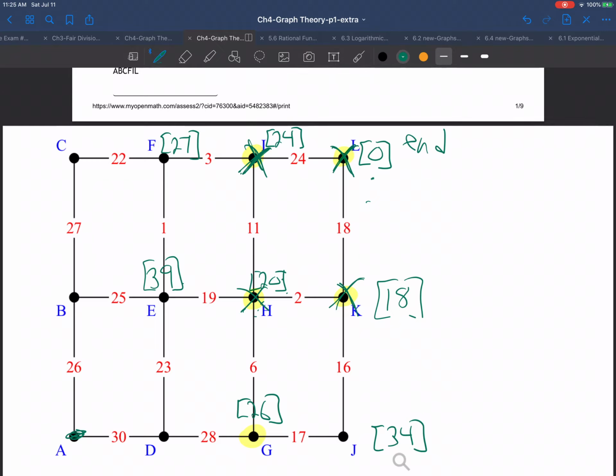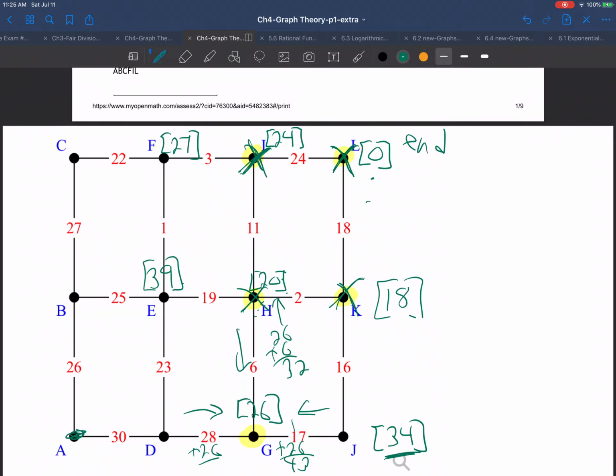And what do we do? We look at all roads coming into G. There's this one, and this one. Got to add up all of them. 26 plus 6 is 32, right? Yeah, 32. But this is already 20. Just keep the 20. There's a quicker way to get to the end. All right, 26 plus 17. What's that? 43. But this is already 34. Forget it. Keep the 34.